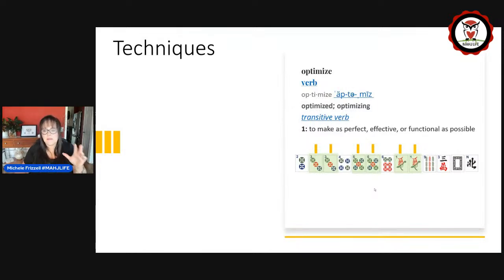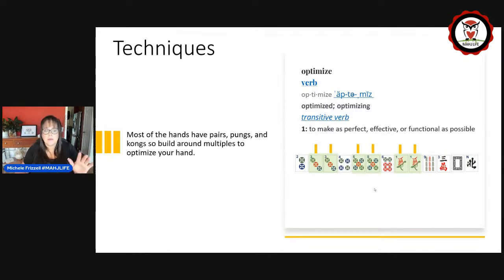So the idea is to optimize by targeting multiples. Most of the hands have pairs, pungs, and kongs, so build around them, and that is going to optimize hand development, especially during the Charleston.